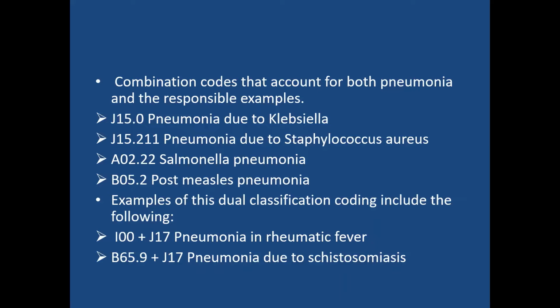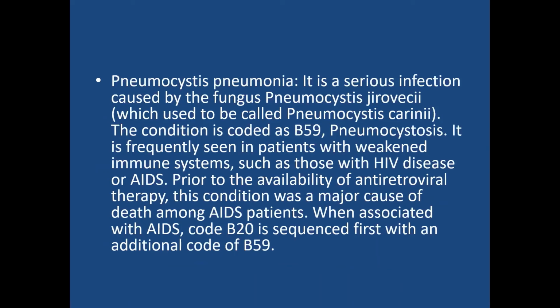J15.0 Pneumonia due to Klebsiella. J15.211 Pneumonia due to Staphylococcus aureus. A02.22 Salmonella pneumonia. B05.2 Post-measles pneumonia. Examples of this dual classification coding include the following: I00 plus J17, pneumonia in rheumatic fever; B65.9 plus J17, pneumonia due to schistosomiasis.